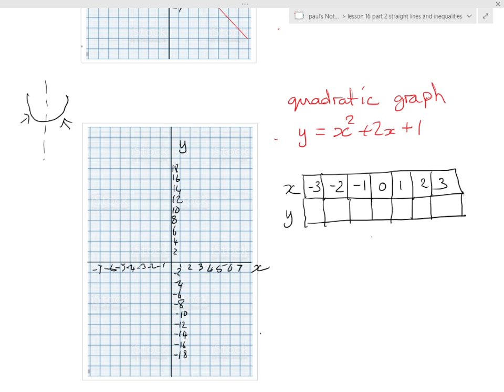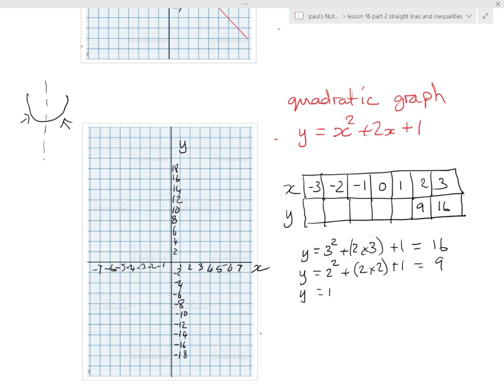So let's do the 3. y equals 3 squared plus 2 times 3 plus 1. 9 plus 6 plus 1 is 16. And you repeat and you repeat. 2 squared plus 2 times 2 plus 1. So 4 plus 4 is 8 plus 1 is 9. So that goes 9.